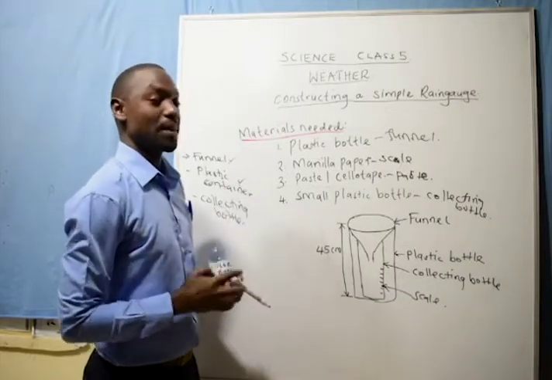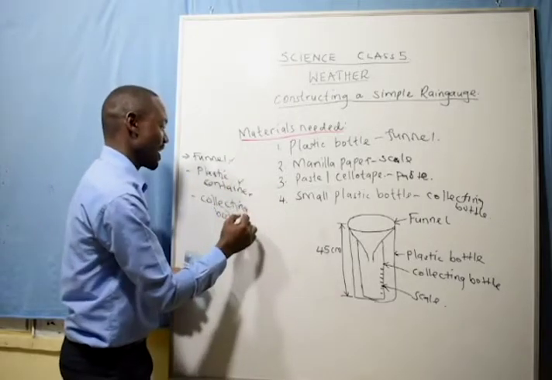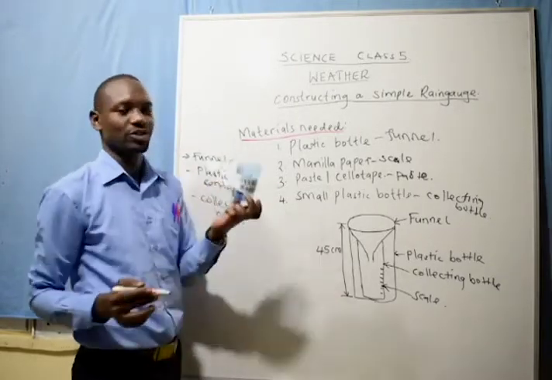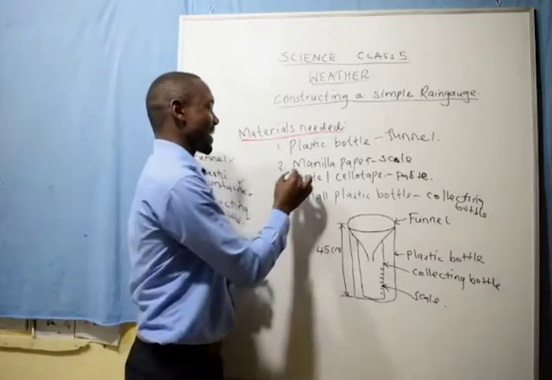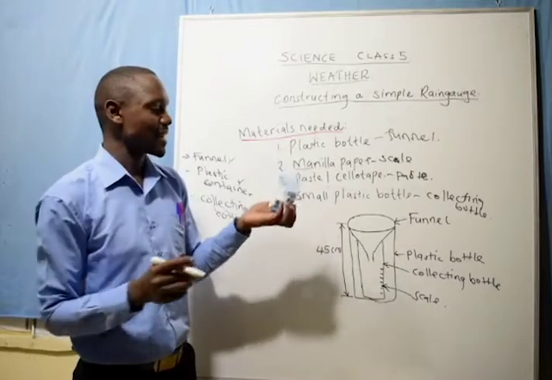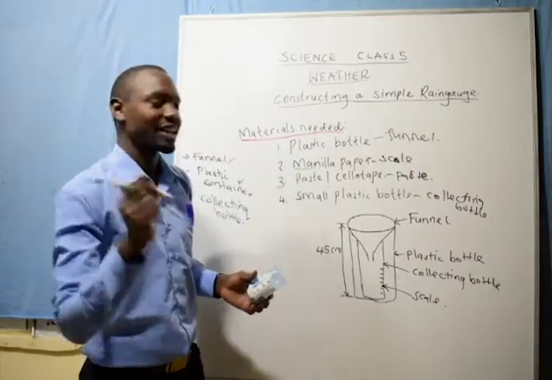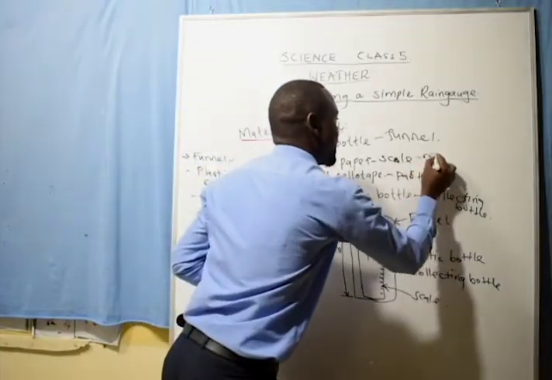So now you have the three parts. You have the funnel, the plastic bottle, the container, and the collecting bottle. From there, cut the manila paper and make the scale. This is our scale. Make sure that your scale is marked in millimeters.